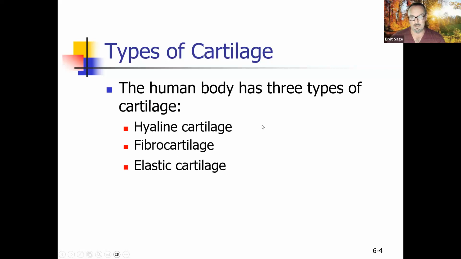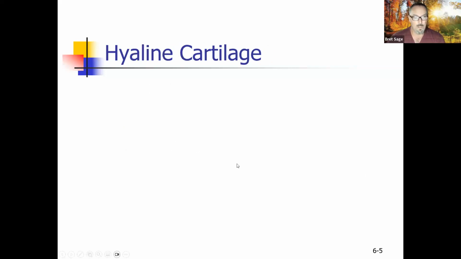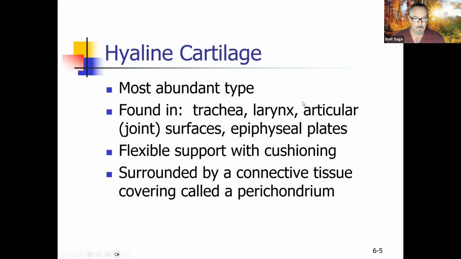Okay, what are some different types of cartilage? There's hyaline cartilage. As I said, this is most commonly at the joints, in your ribs, places like that. Fibrocartilage is found in the intervertebral discs of your back and your pubic symphysis in your pelvis. And elastic cartilage is found in your ear, nose, and vocal cords, as well as the epiglottis. Hyaline cartilage is the most common or abundant type.